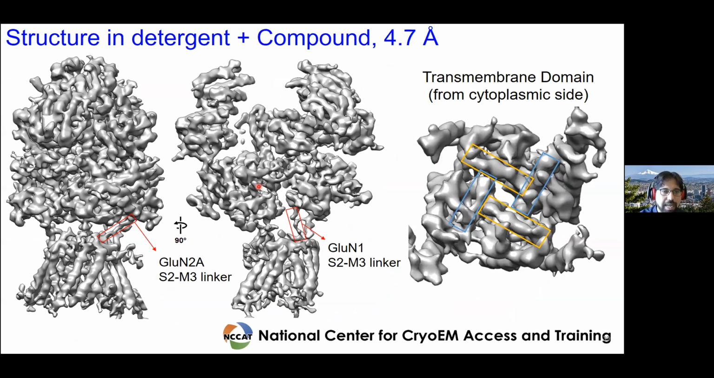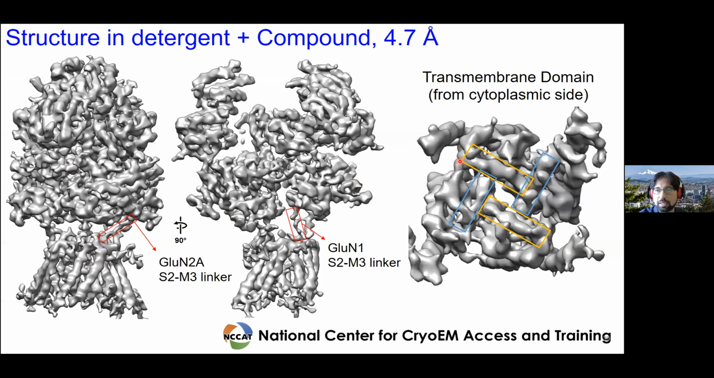But once we started analyzing the data, we were really blown away by how much sharper the density was for the transmembrane domain. We were seeing all the helices, the density for them showing up in a continuous way. We were seeing linker densities that link the LBD to the TMD, so this ligand binding domain to the transmembrane domain. Again, something that we hadn't seen at these resolutions.